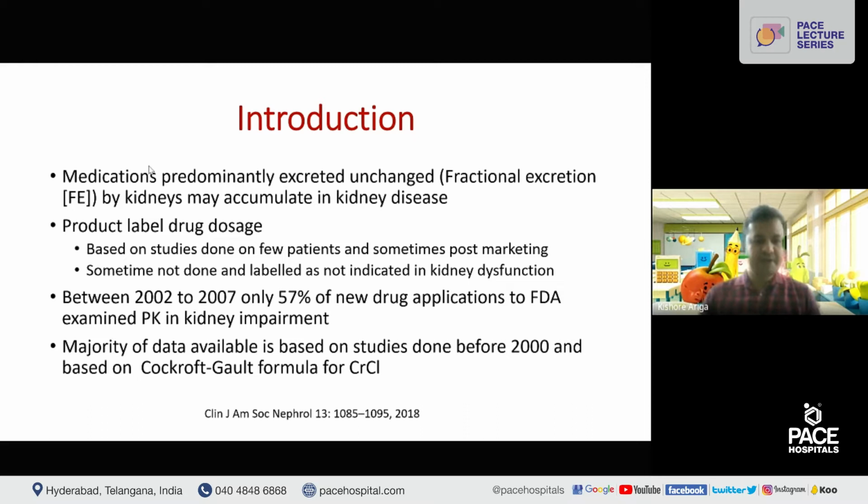So for example, between 2002 and 2007, only 57% of the new drug applications to FDA examined the pharmacokinetics in kidney impairment. So the rest of the 43% doesn't have any data about pharmacokinetics in kidney impairment. So we cannot tell about the dosages of these drugs in patients with kidney impairment. And one more issue is that the majority of the data which is available currently is based on studies done before 2000 for the drugs, and it is based on a formula for creatinine clearance called the Cockcroft-Gault formula. I'll be explaining more about this in the later slides.